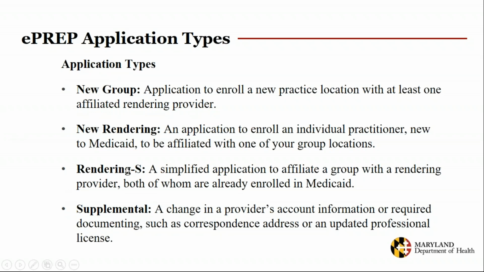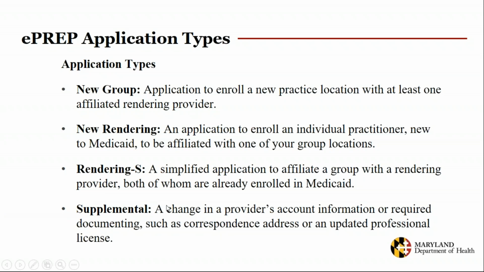And we equally have the rendering S application, which is a simplified application to affiliate a group and a rendering provider, both of whom are already enrolled in Medicaid. So if a provider is not enrolled with Medicaid, you cannot affiliate that provider to a group. You would have to create a new application for that provider in order to add them to a group. And it's vice versa for the groups too. So there would have to be existing Medicaid groups or individuals in order for you to create a rendering S application.